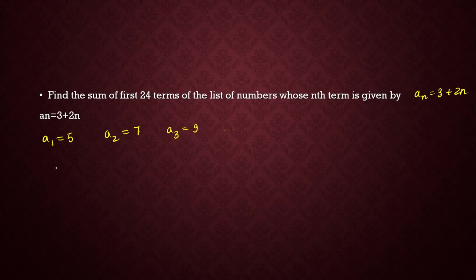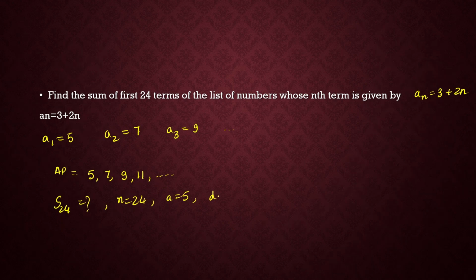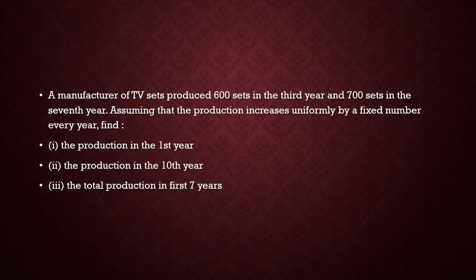So what is the AP here you're getting? You just observe it is 5, 7, 9, then 11, and it goes on. So now you have to find S24 where the value of n is equal to 24, the value of a is equal to 5 and the common difference is 7 minus 5, which is 2. Easily you can find this. Take it as a homework. Let's move on to the next question.